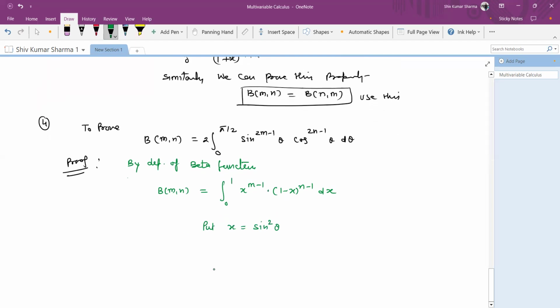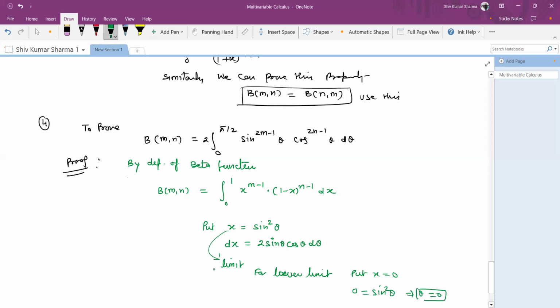We differentiate it. What does the derivative of dx become? The derivative gives us 2 sin theta into cos theta into d theta, so dx can be replaced by 2 sin theta cos theta d theta. Now we talk about the limits. For the lower limit, we put x equal to 0, so that means 0 is equal to sin square theta, so sin theta is 0, so theta gives us 0.